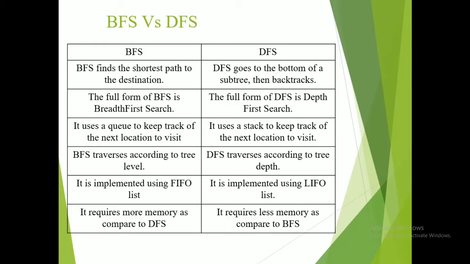BFS travels according to the tree level, and DFS travels according to the depth. BFS is implemented using FIFO, meaning first in first out, and DFS is implemented using a LIFO list, meaning last in first out. BFS requires more memory as compared to DFS, and DFS requires less memory compared to BFS.